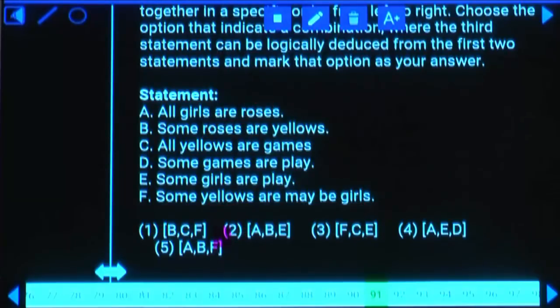Then third one, F, C and E. Now F, C and E. F cannot be a statement because maybe is what? Maybe is a conclusion. Choice 3 is ruled out.